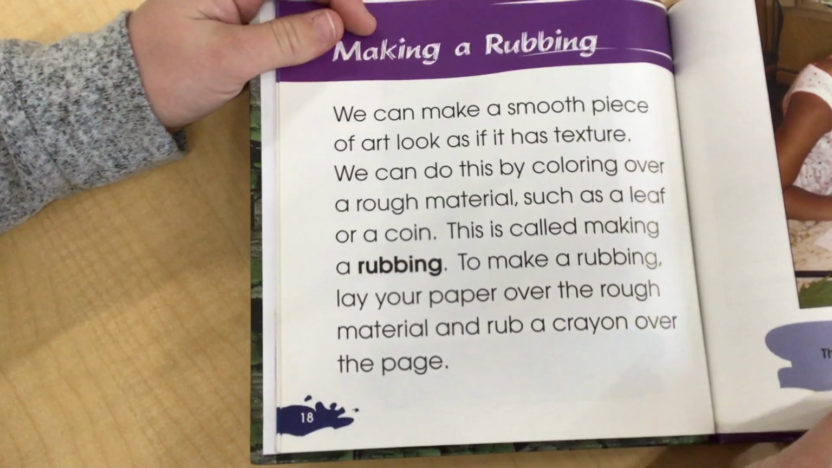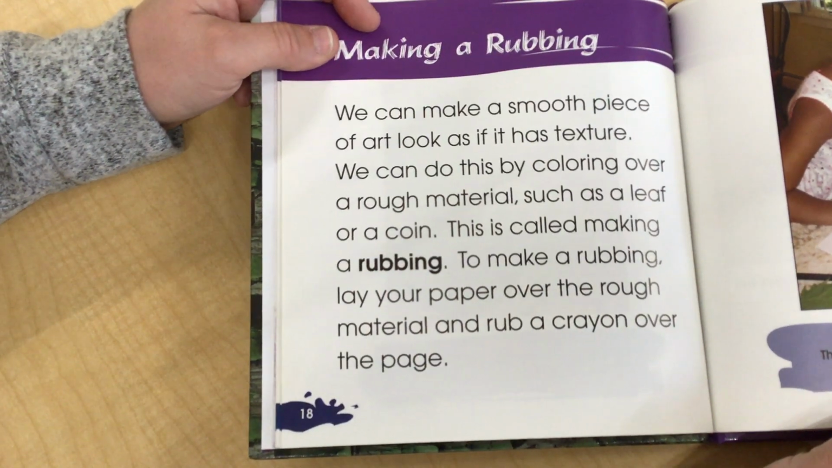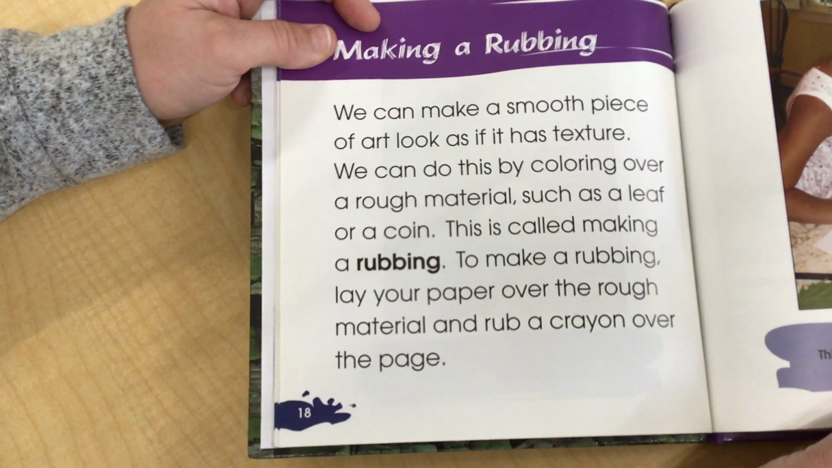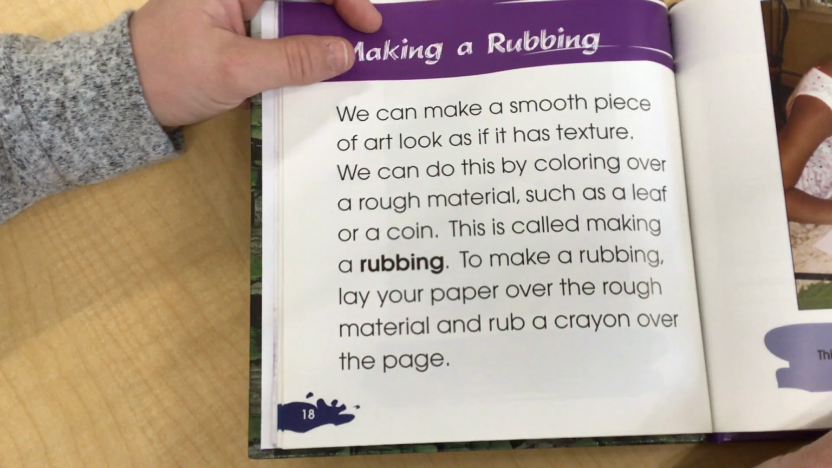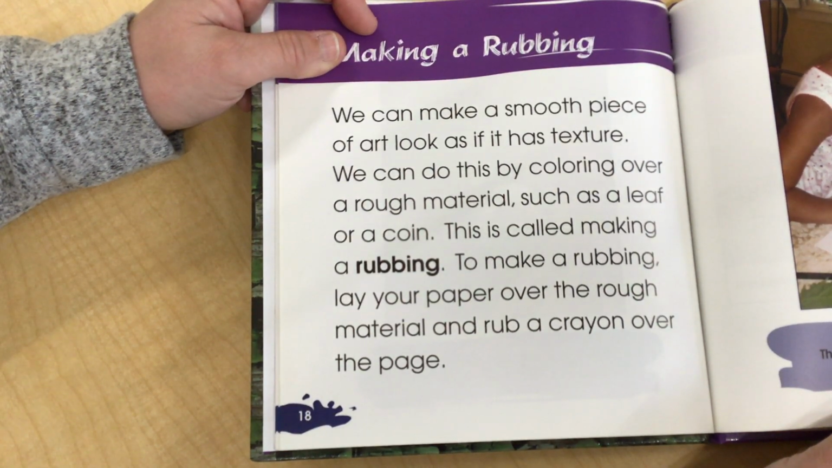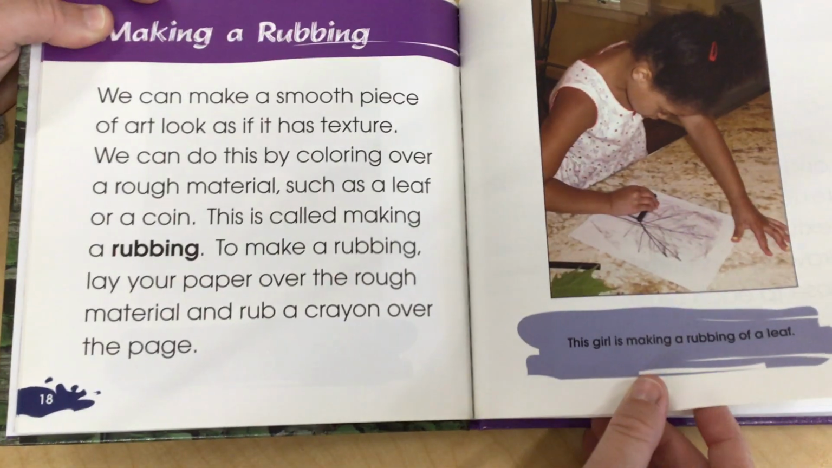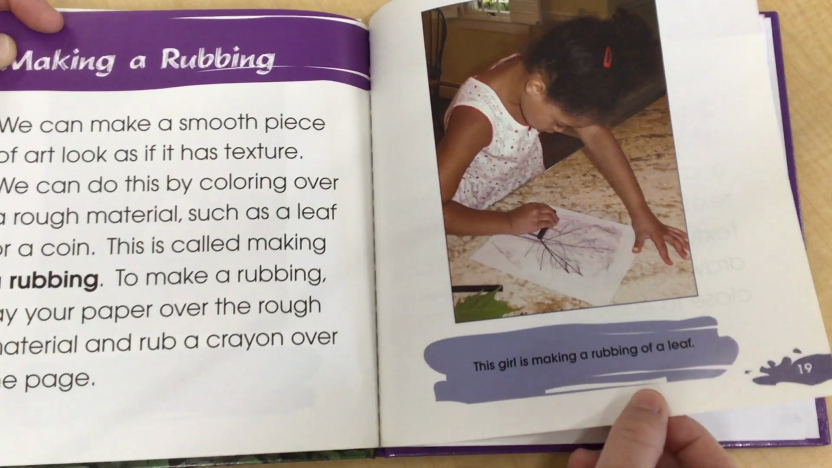Making a rubbing. We can make a smooth piece of art look as if it has texture. We can do this by coloring over a rough material, such as a leaf or a coin. This is called making a rubbing. To make a rubbing, lay your paper over the rough material and rub a crayon over the page. This girl is making a rubbing of a leaf.